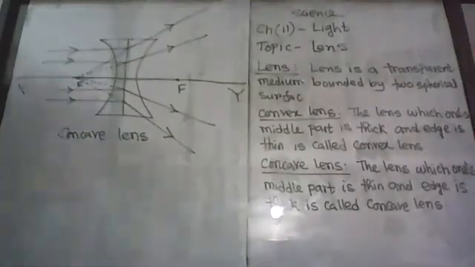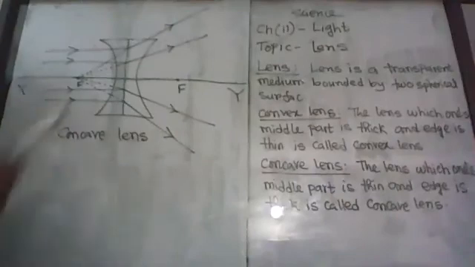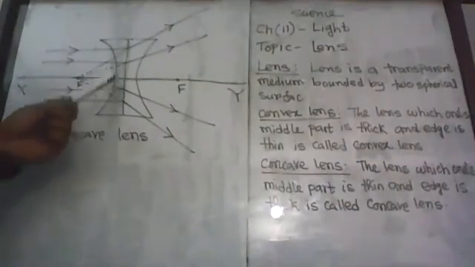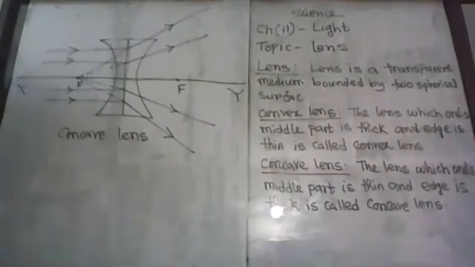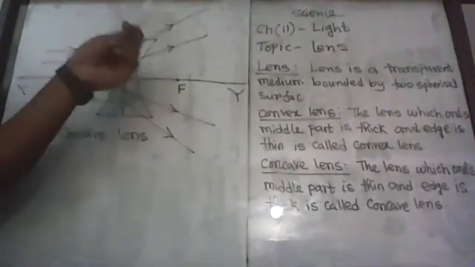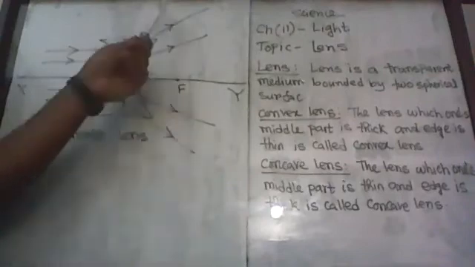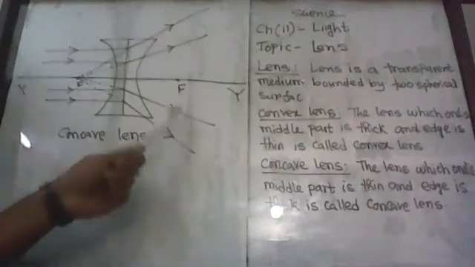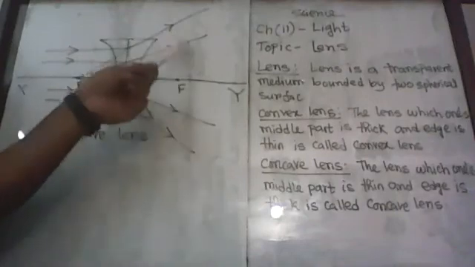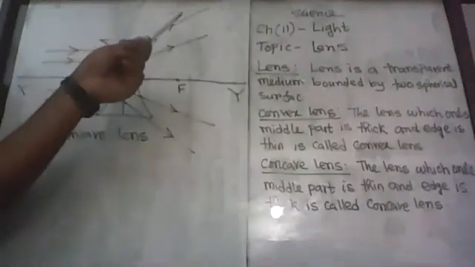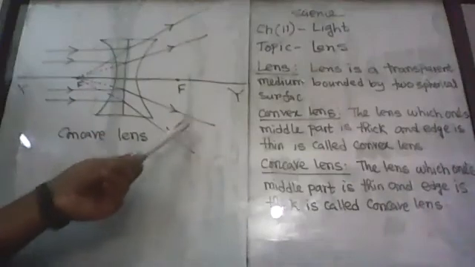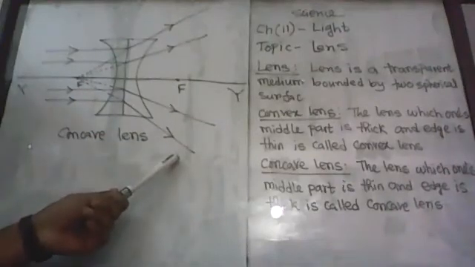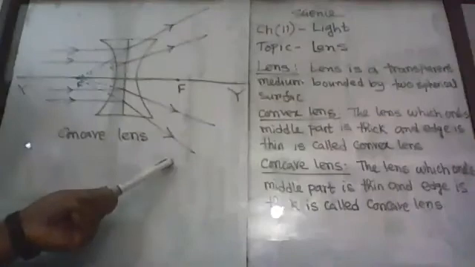Why do I make this part of the light dotted? Because this dotted part is not the light. Just the straight line ones are the light. So these are the light. This is the straight one. This straight one is the light. Okay? So these are the refracted light.